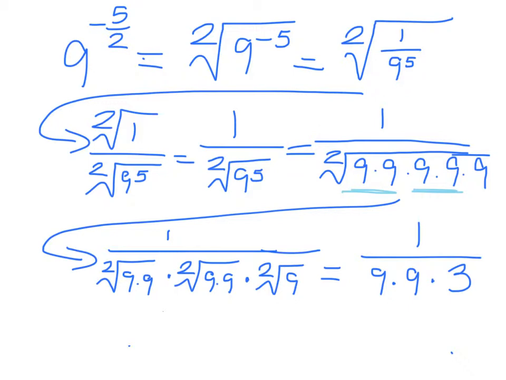So I'm going to multiply that out, and if I need to, I can use a calculator. I know that 9 times 9 is 81, and 81 times 3 is 243, so the answer is 1 over 243.